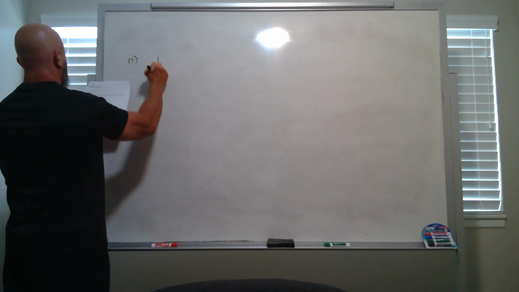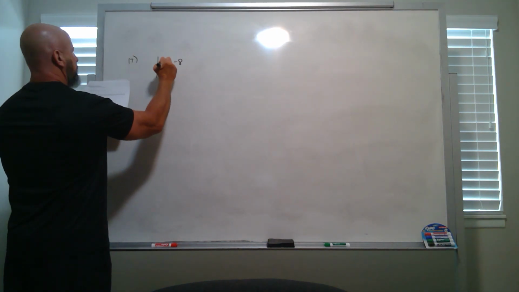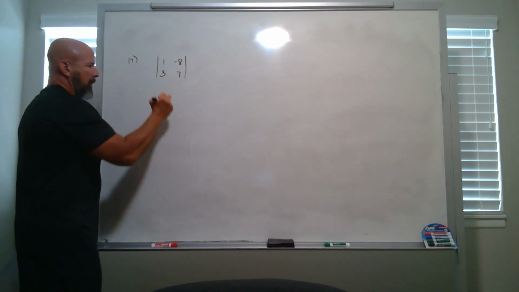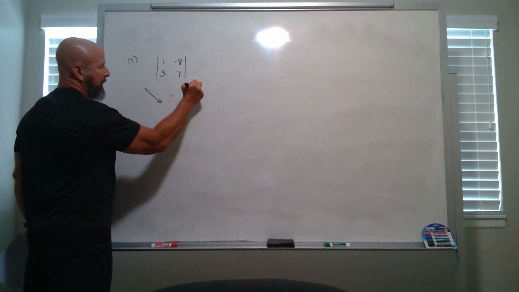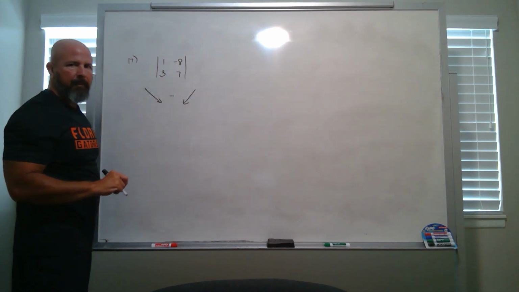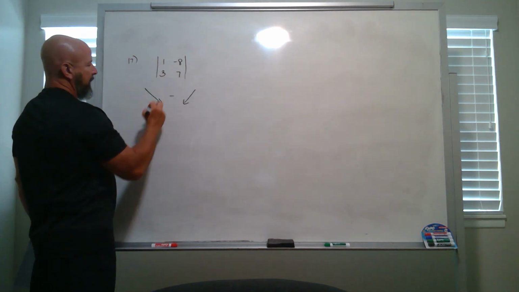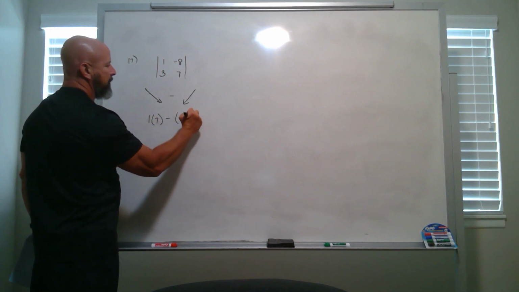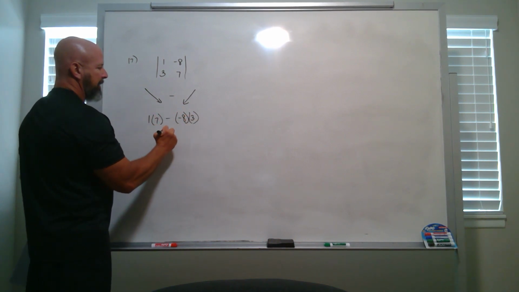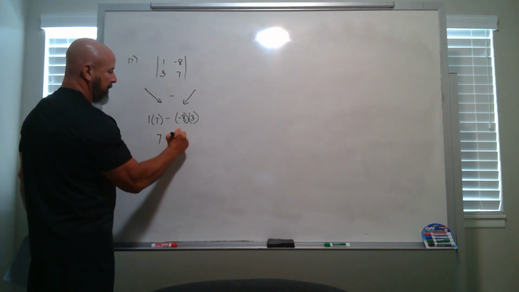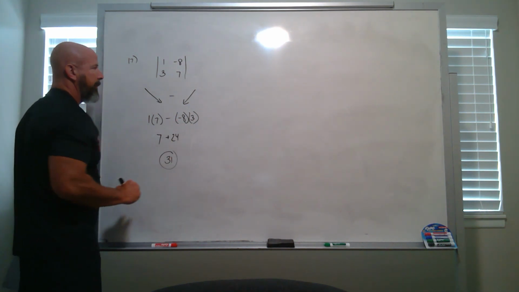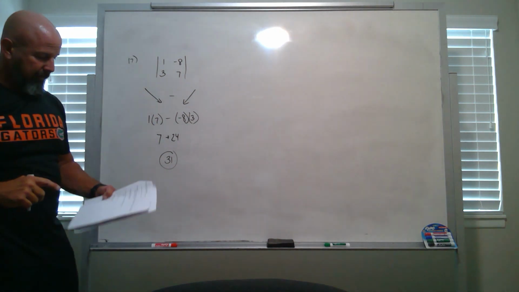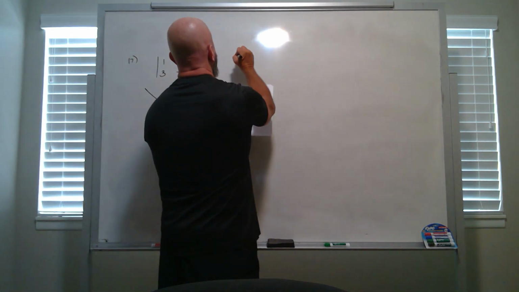17. 1, -8, 3, 7. All right, so for the determinants, we're going to go down this way, minus, coming back the other way. So I'd have 1 times 7 minus -8 times 3. So 7, that would actually be plus 24, 31. Down, minus, coming back. 18.